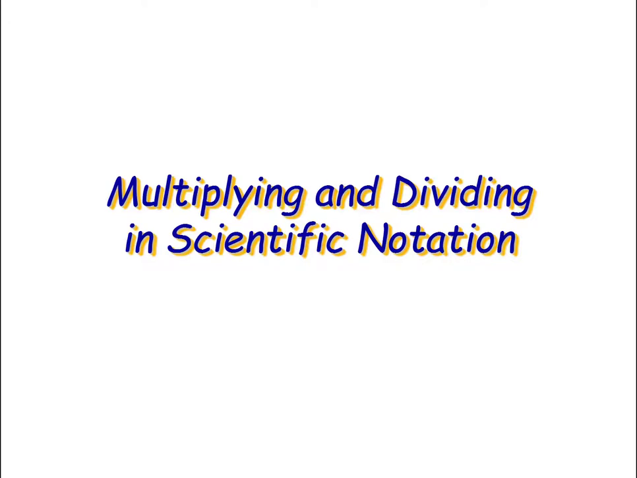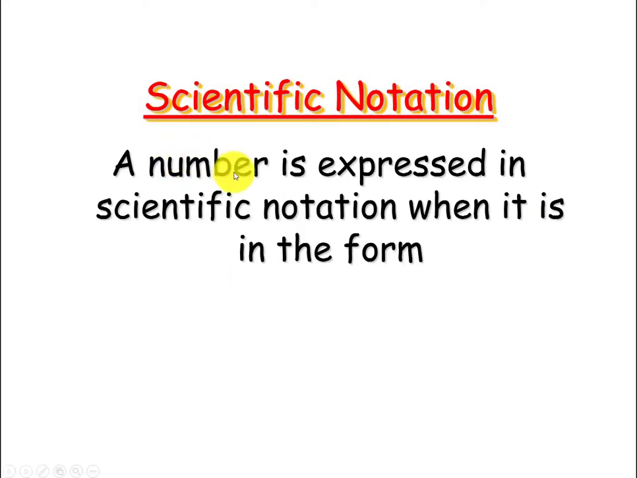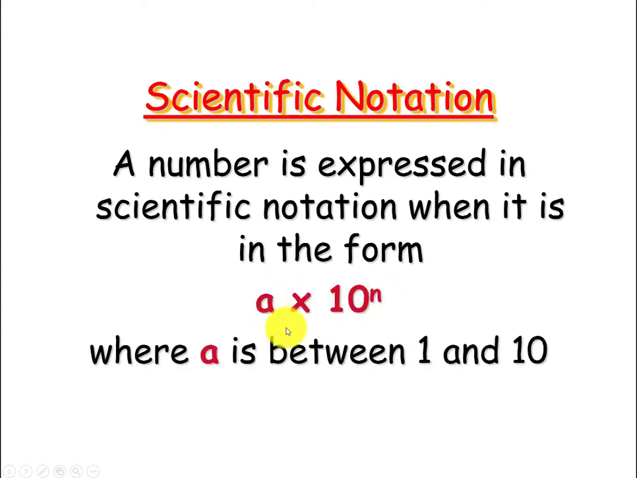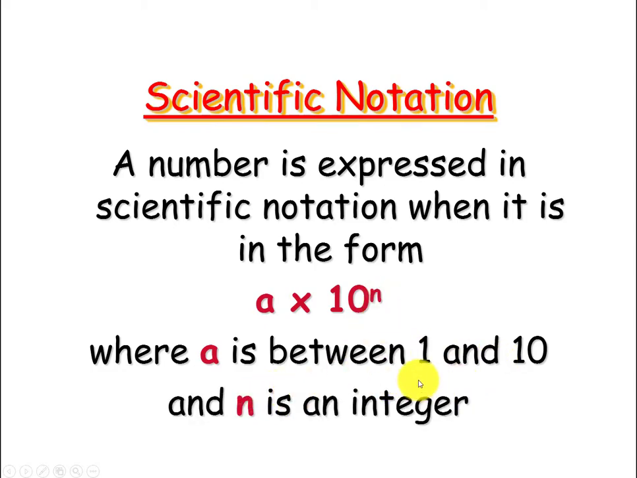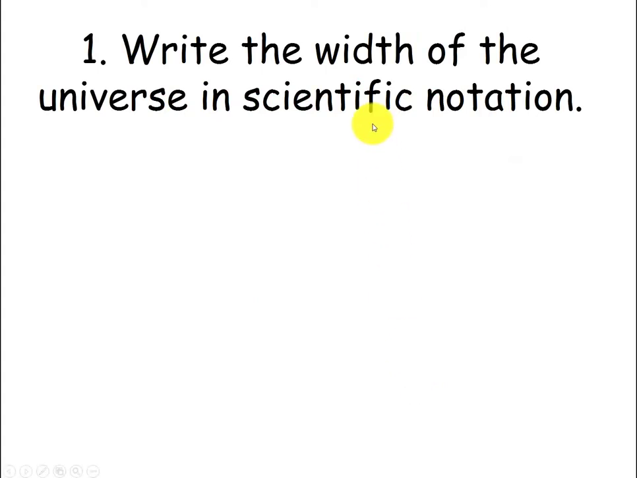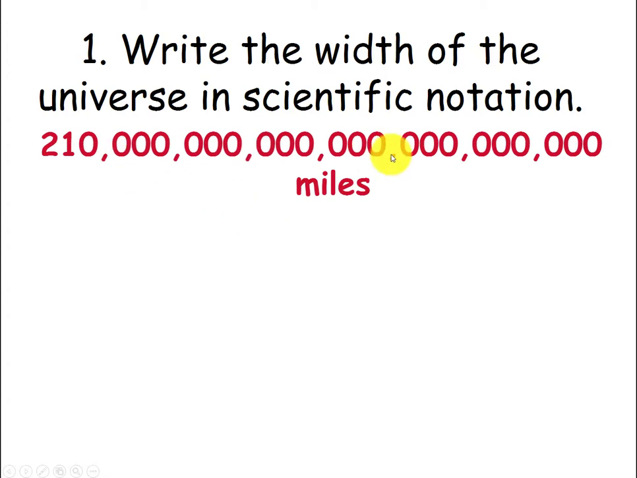Alright, next we are going to learn how to multiply and divide in scientific notation. A number is expressed in scientific notation when it is in the form a times 10 raised to n, where a is between 1 and 10, and n is an integer. So write the width of the universe in scientific notation. Alright, assuming that this is the width of the universe, let's write this in scientific notation.